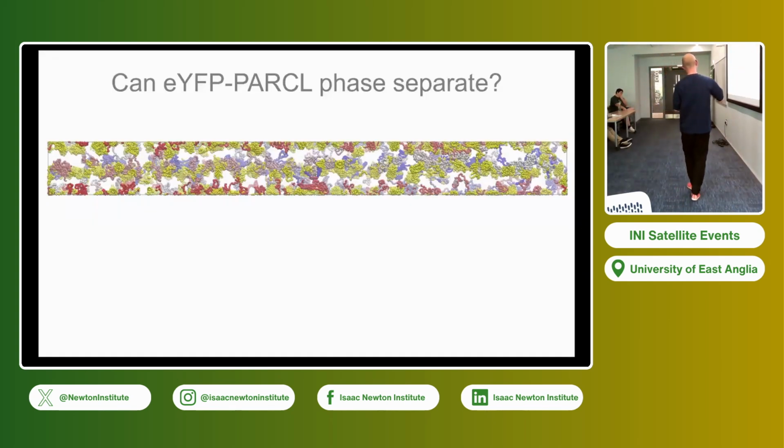So this is the same picture I showed you before of just parcel, but now this protein has this fluorescent marker, and the fluorescent marker is in yellow. So it's a protein with this fluorescent marker. Will that phase separate and form these liquid droplets?